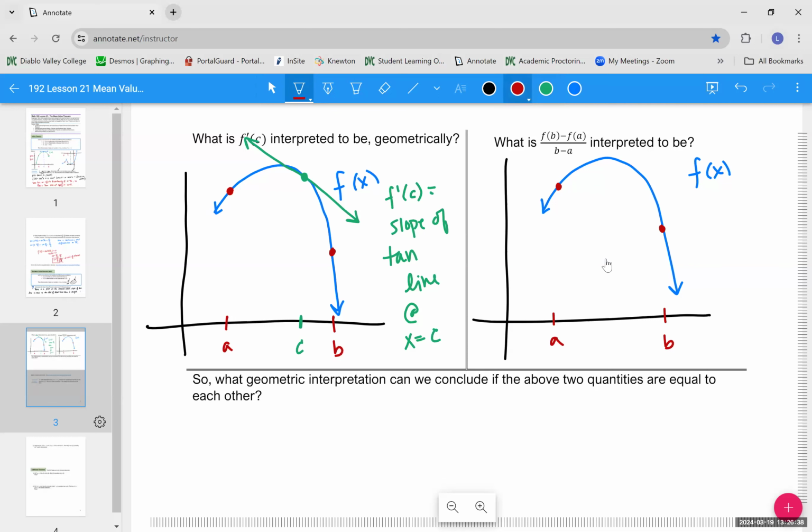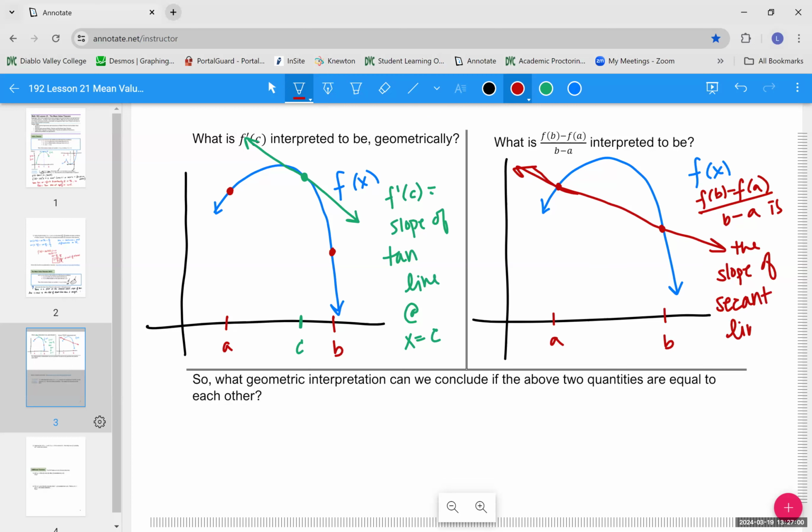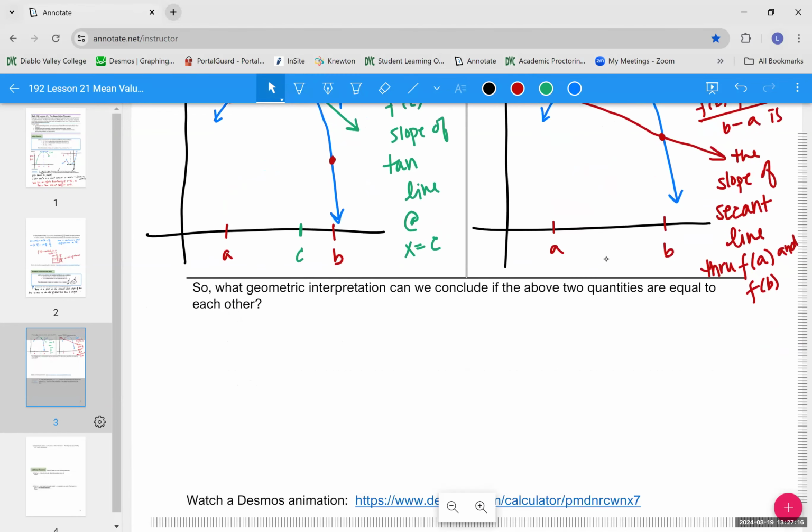And in the next picture, f of b minus f of a over b minus a, that's a pretty straight line I just drew there, is the slope of the secant line. And that's the secant line through f of a and f of b. Okay. So that's what those two things individually stand for.